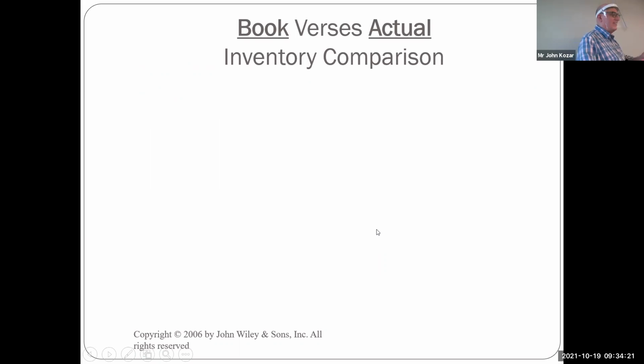Now we're going to talk about inventory comparisons. There's something called book inventory, and then there's your actual or your physical inventory. So when you are doing all your paperwork throughout the month, the accounting people are keeping track of how many steaks you purchased, how many you sell every day, and then at the end of the period, they're going to say, okay, you should have this many steaks left in inventory. And when you do the inventory, you want those numbers to match up.